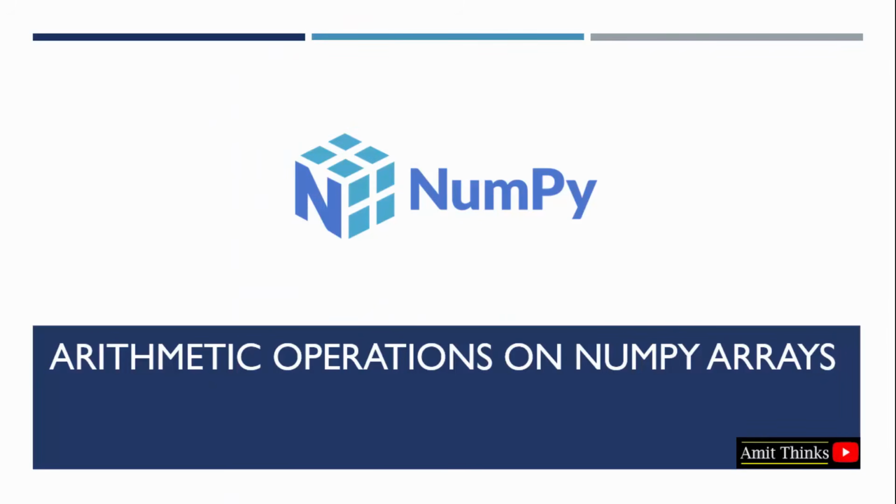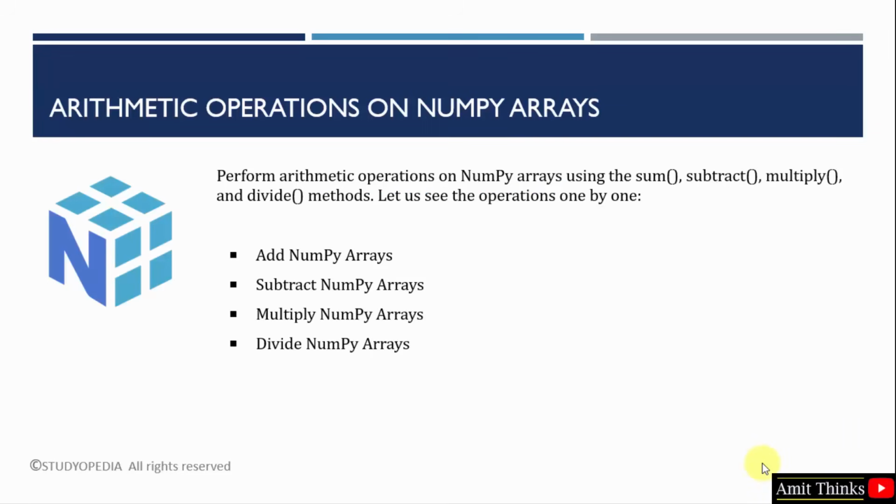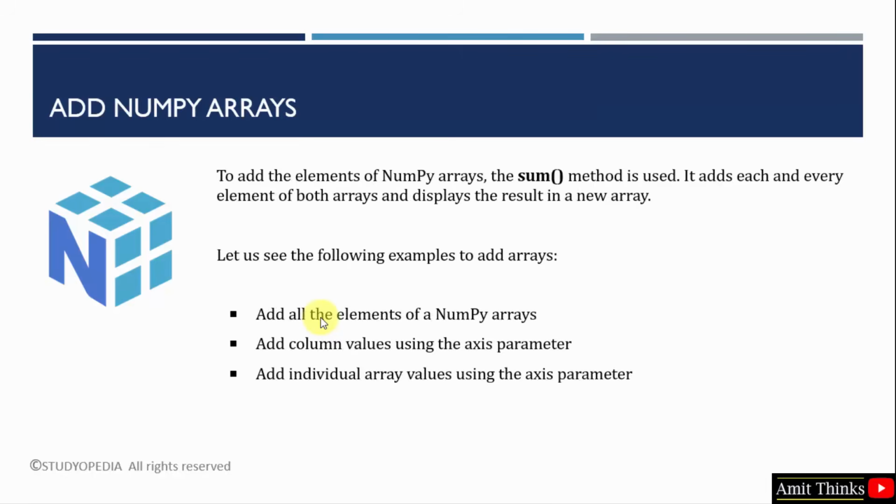In this video we will learn how we can easily perform arithmetic operations on NumPy arrays. So we'll be performing the operations using the sum, subtract, multiply and divide methods that will allow us to add, subtract, multiply and divide NumPy arrays respectively. So at first let us begin with adding NumPy arrays. For that we have the sum method. It will add each and every element of both the arrays, but the result will be displayed in a new array. Okay, so these are the examples.